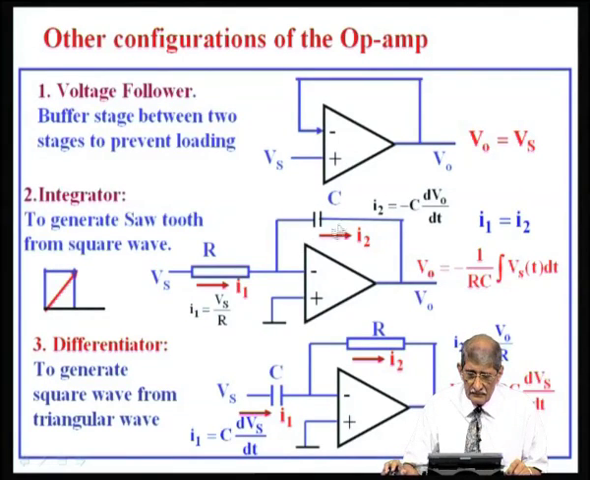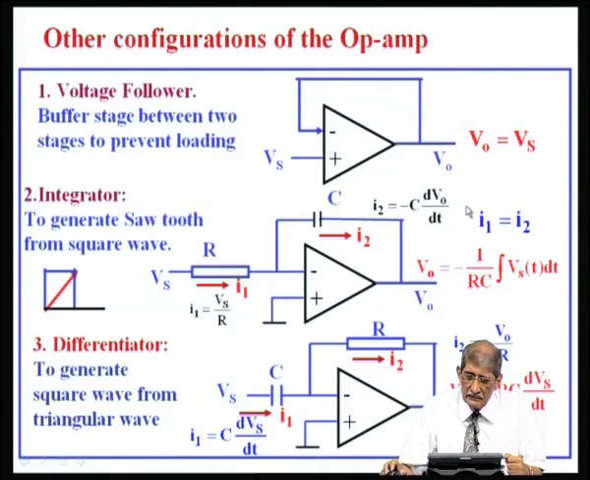Instead of using a resistor in this portion of an inverting amplifier, I connect a capacitor here. We have seen that current I 1 is equal to current I 2. Now, I 1 is V s by R. I 2 will be, this will be useful only when there is a time varying signal, because current through a capacitor is C dV by dt. Only if there is voltage change can it allow the current to flow. So, I 2 is equal to, this is 0, this is V naught, minus C into dV naught by dt.